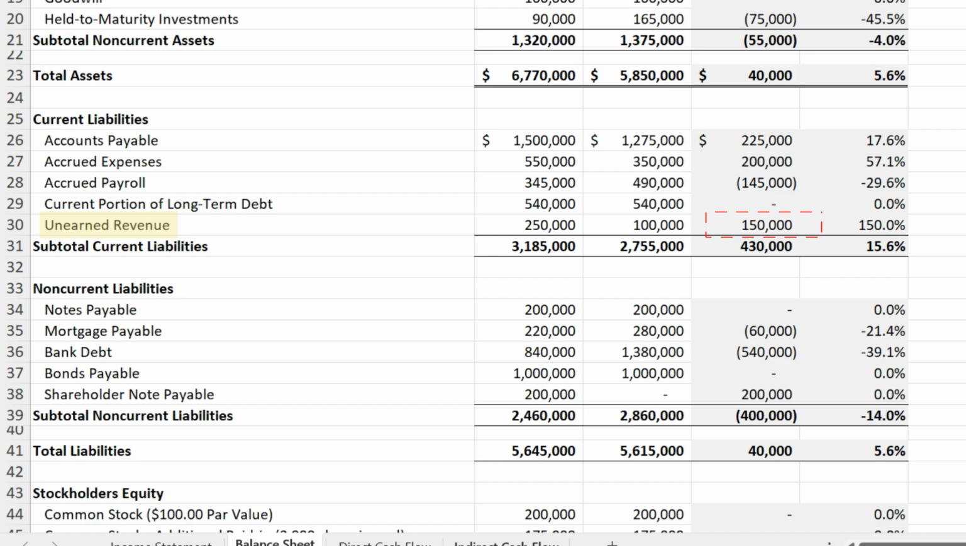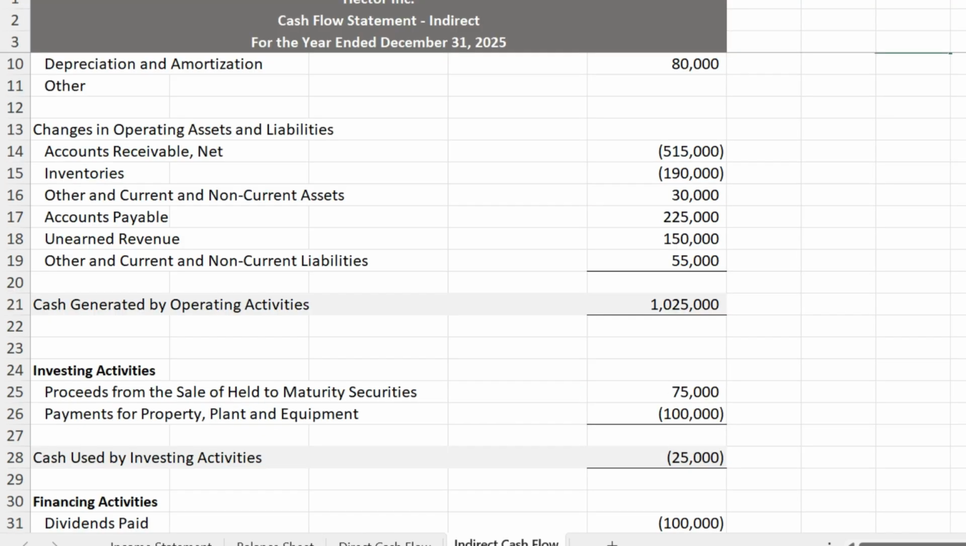Now, the hard part is making sure you're reflecting this as a positive or negative. Is it a cash outflow or cash inflow related to these balance sheet accounts? You'll know if you got it wrong when cash doesn't tie to the balance sheet in the end. But just keep that in mind. You might grab the difference and realize you need to subtract it rather than add it.